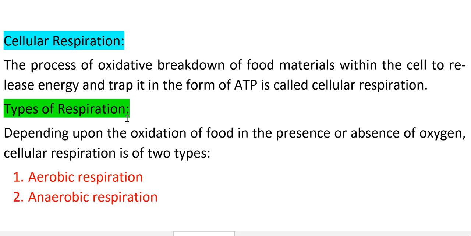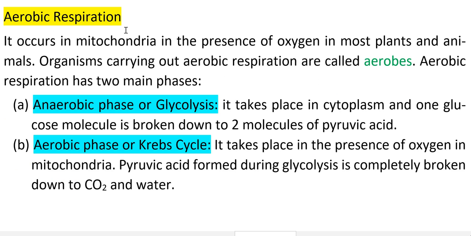Now, types of respiration. Depending upon the oxidation of food in the presence or absence of oxygen, cellular respiration is of two types. One is called aerobic respiration and another is known as anaerobic respiration. First, aerobic respiration. Aerobic respiration occurs in mitochondria in the presence of oxygen in most plants and animals. Organisms carrying out aerobic respiration are called aerobes.